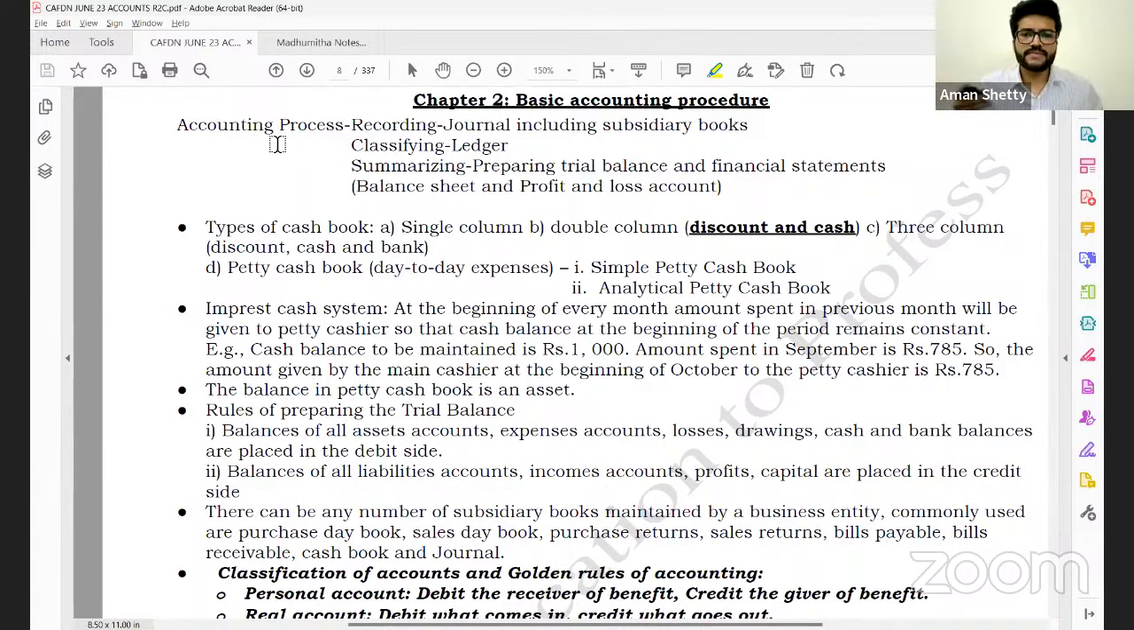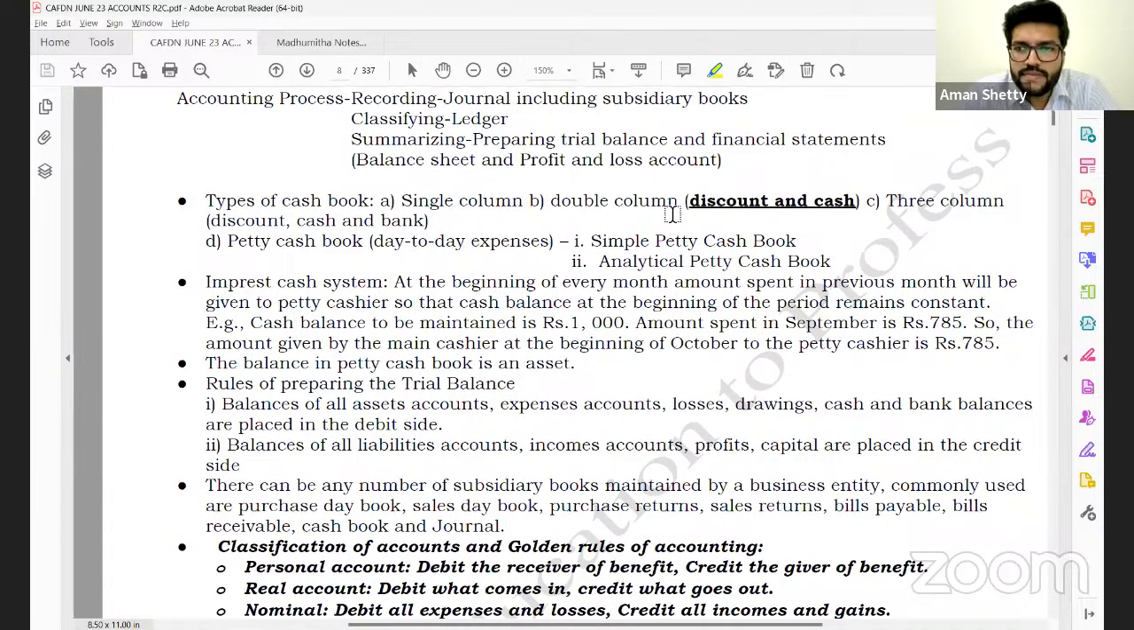Yes, anyone can. Accounting process: recording journal including subsidiary books, classifying ledger, summarizing, preparing trial balance and final statements, balance sheet and profit and loss account. Types of cash book: single column, double column (discount and cash), triple column (discount, cash and bank). Petty cash book: day-to-day expenses, simple petty cash book, analytical petty cash book.